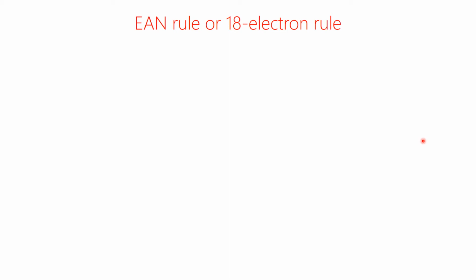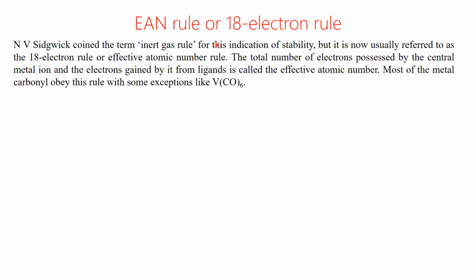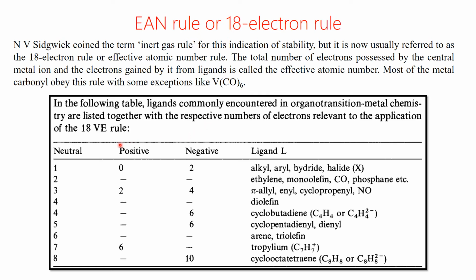Then the EAN rule or 18 electron rule. Sometimes it is known as the inert gas rule, or the Sidgwick theory, because it was given by N.V. Sidgwick. Actually, he coined the term inert gas rule. The majority of organometallic compounds obey the 18 electron rule and are stable. But there are exceptions. For example, V(CO)6, vanadium hexacarbonyl, does not obey the 18 electron rule, yet it is a stable compound. So this is a table of the various ligands used in organometallic chemistry.